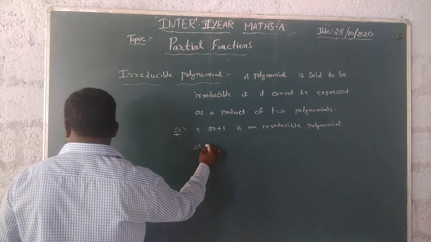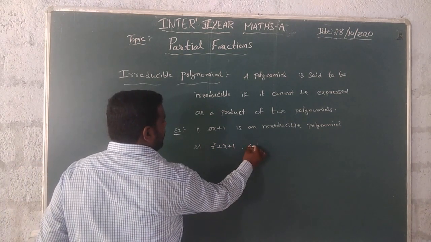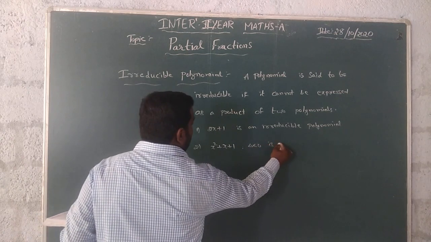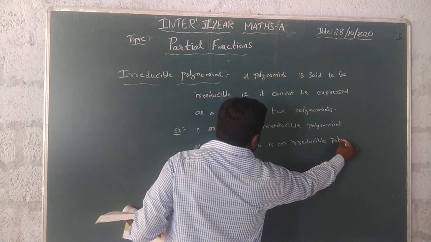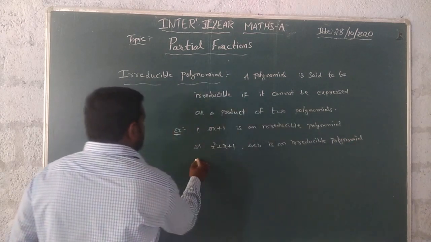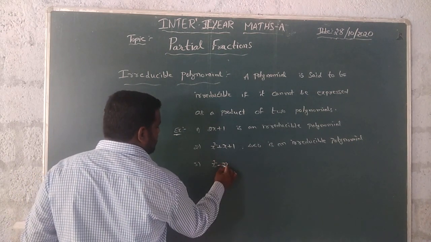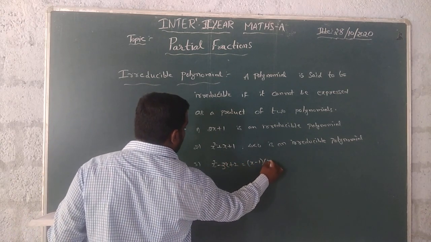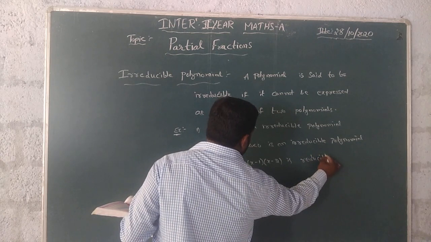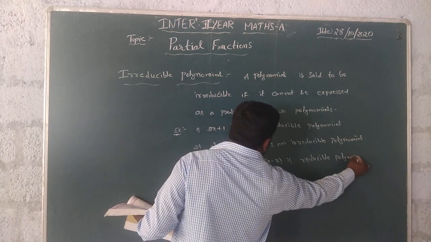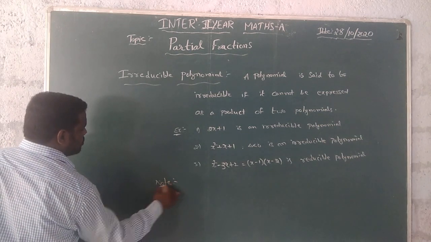Second example, x square plus x plus 1. What is the discriminant of this polynomial? Delta is less than 0. So it is an irreducible polynomial. Third one, x square minus 3x plus 2, that is x minus 1 of x minus 2, is a reducible polynomial. Okay, write a note for reducible and irreducible polynomials.